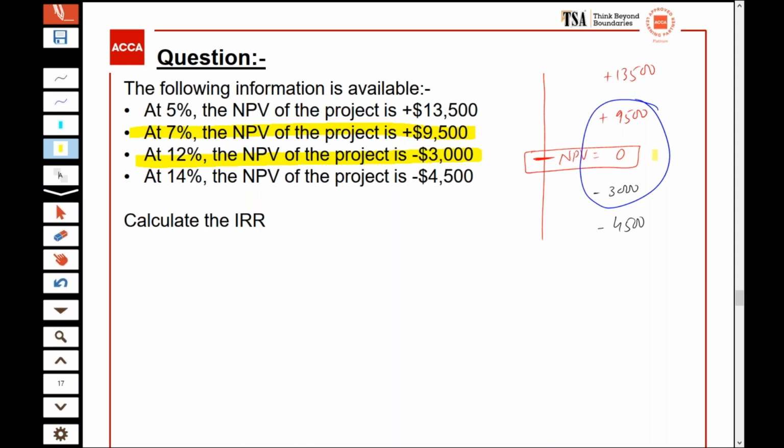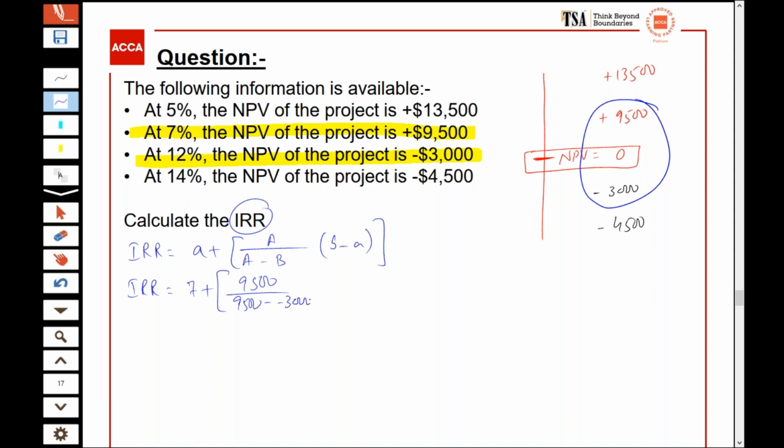Fine. So we need to take these two figures and calculate IRR. IRR is equal to A plus capital A upon (A minus B) times (B minus A). So that is IRR equals 7 plus 9,500 upon (9,500 minus 3,000) times (12 minus 7). And I am calculating the direct answer.